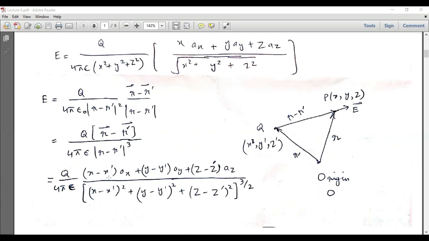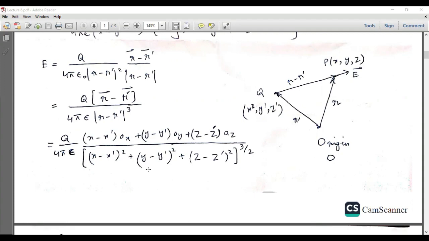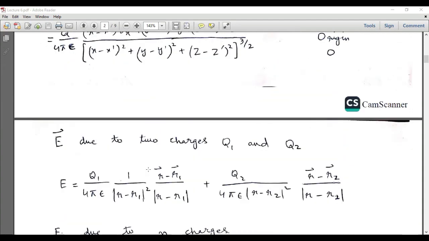And we have to remember that x dash, y dash, and z dash are the components of the source charge, and x, y, and z are the components of the test point, or the point where we want to calculate the electric field.